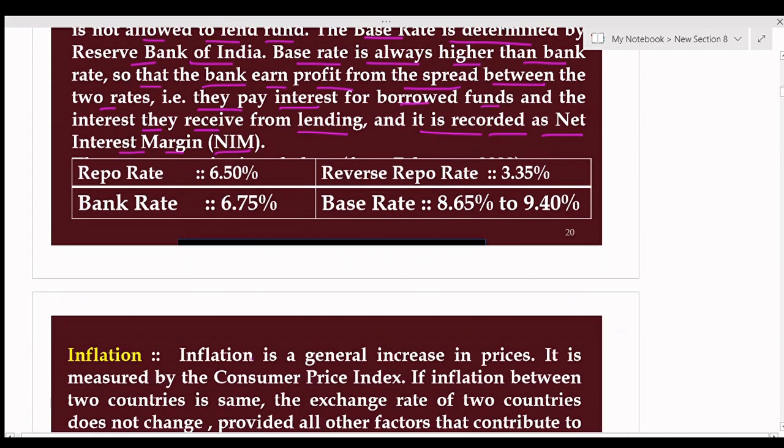At present, repo rate is 6.50%, reverse repo rate is 3.35%, bank rate is 6.75%, and base rate is 8.65% to 9.40%.